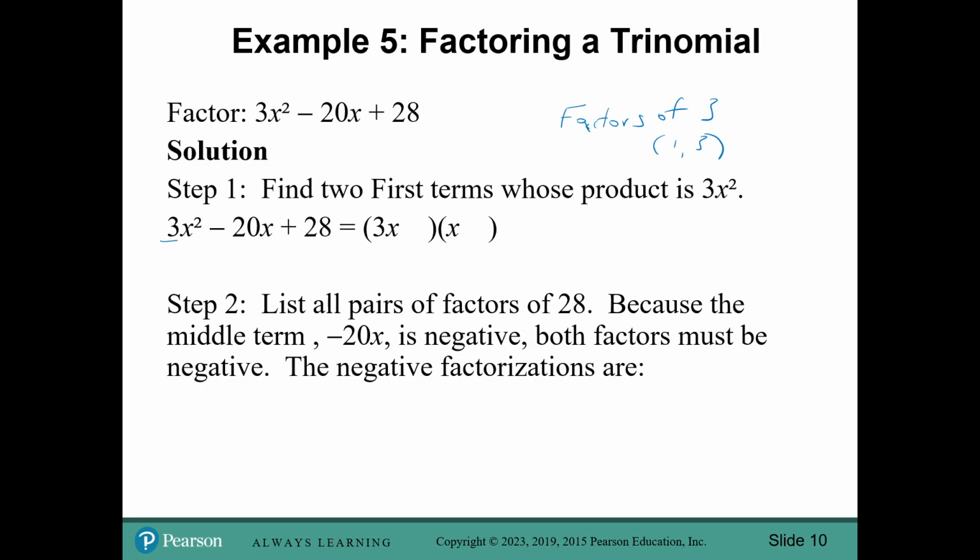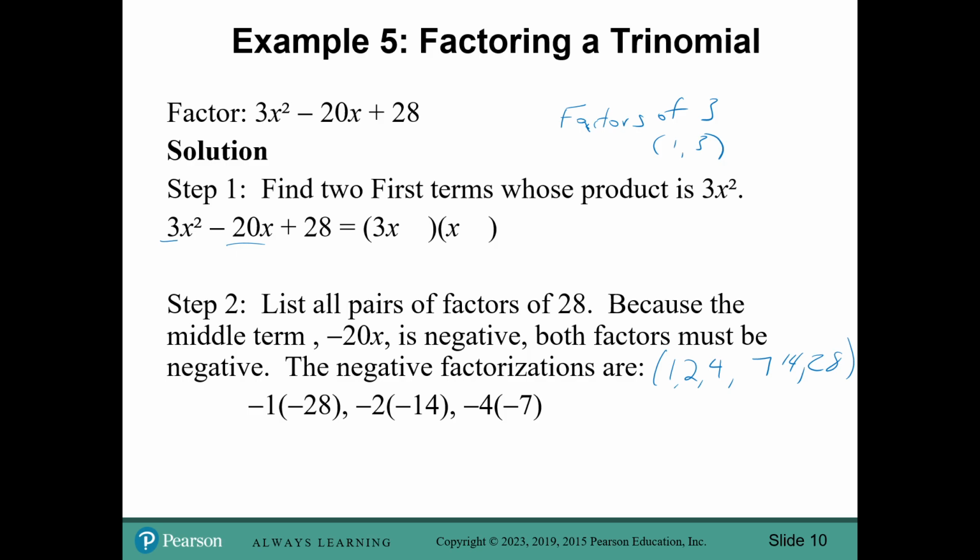Now we look and list all the factors of 28, because the middle term, negative 20x, is negative. Both factors must be negative. Therefore, the negative factorizations are negative 1 and negative 28, negative 2 and negative 14, and negative 4 and negative 7. So essentially all we did was find the factors of 28. 1 and 28, 2 and 14, 3 does not go into 28, but 4 does. 4 and 7. Okay. So we listed them all. We do know they have to be negative because this middle number has to add up to be a negative here.